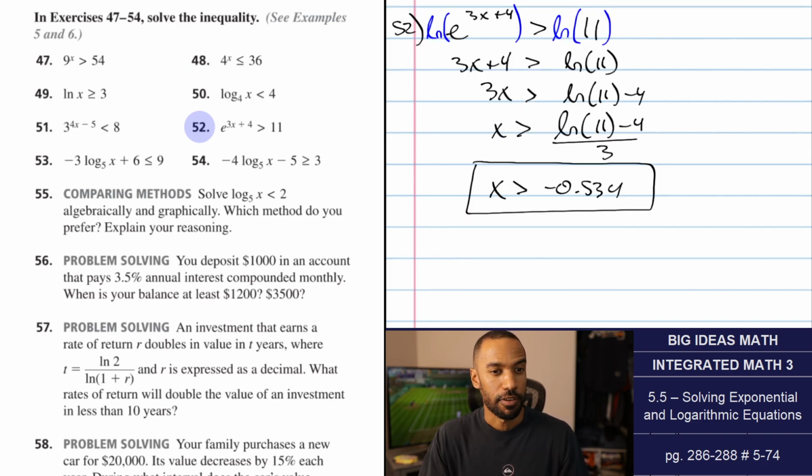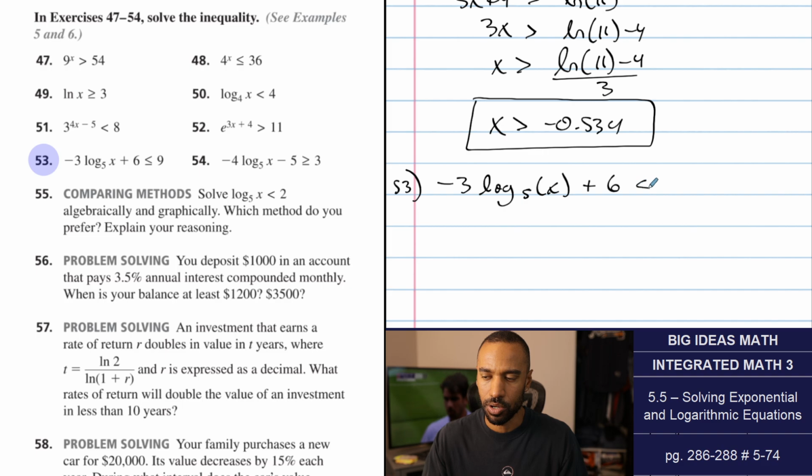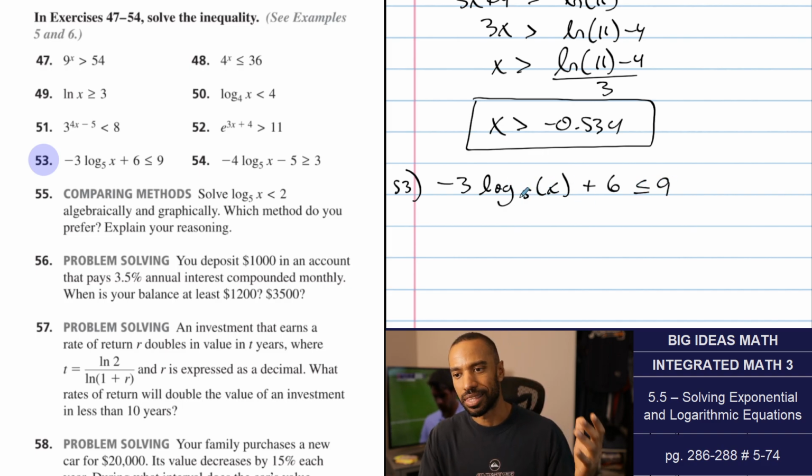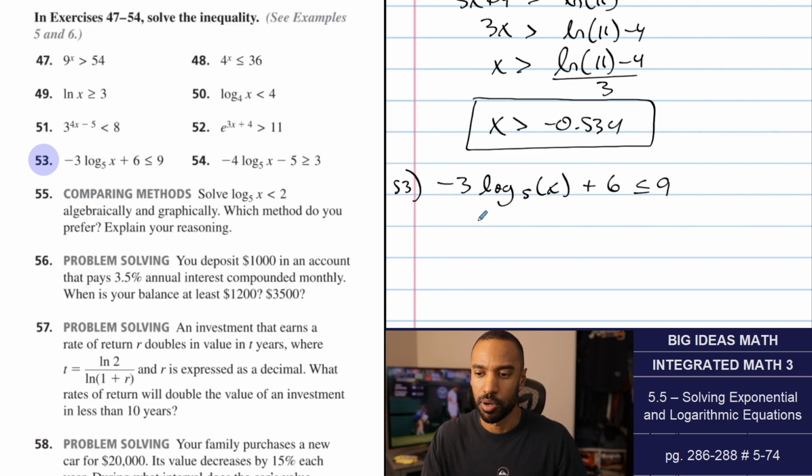Numbers 53 and 54, however, these are going to be logarithms, so we have to be more careful for what kinds of solutions that we have. Let's take a look. So on number 53, we have negative 3 times log base 5 of x plus 6 is less than or equal to 9. You need to get this log function by itself on its own side of the inequality. We'll subtract 6 from both sides.